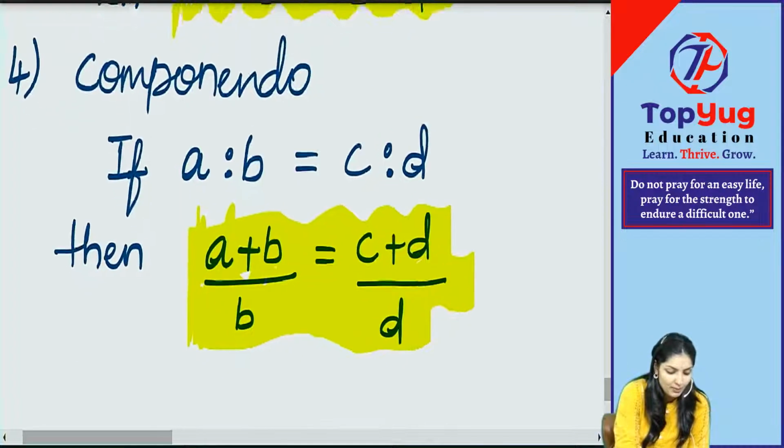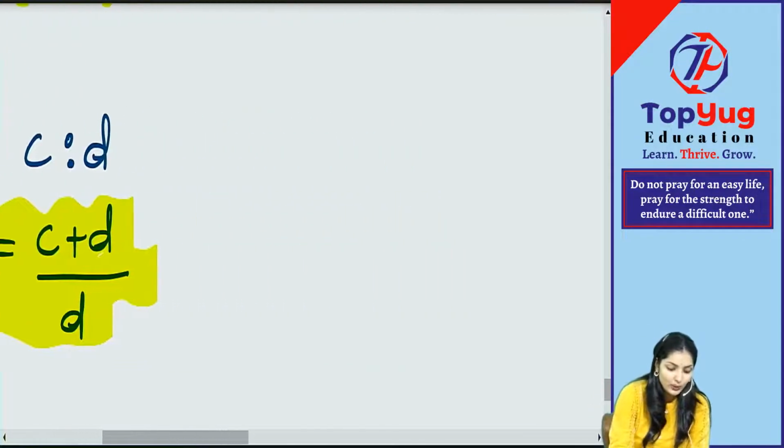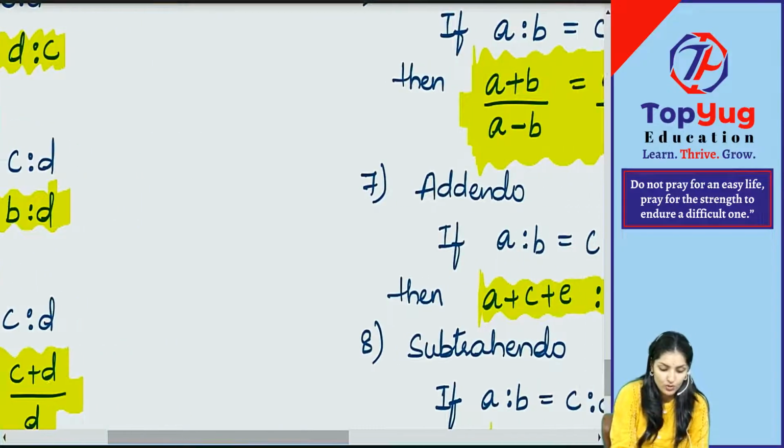Now next one is componendo. In componendo, what happens is, in the numerator you add both the terms, the denominator is as it is. Componendo: A plus B by B is equal to C plus D by D. Am I clear? Now the next one is dividendo.